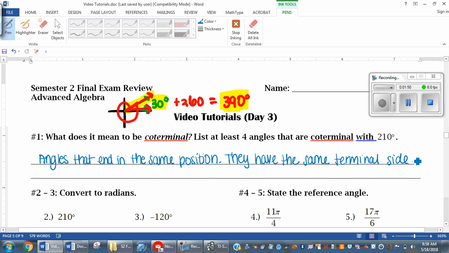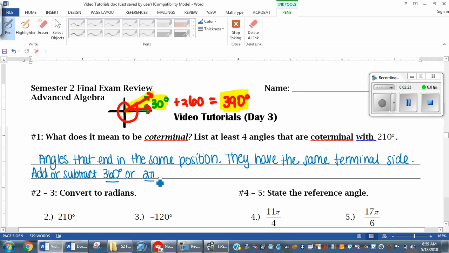So how do we figure out coterminal angles? You need to add or subtract 360, and that's because that extra rotation is a full circle, which is 360 degrees. But if I'm in radian mode, remember 360 degrees is the same thing as 2 pi. So it depends on whether we're working with degrees or radians.